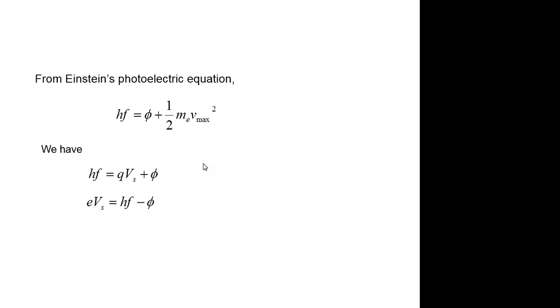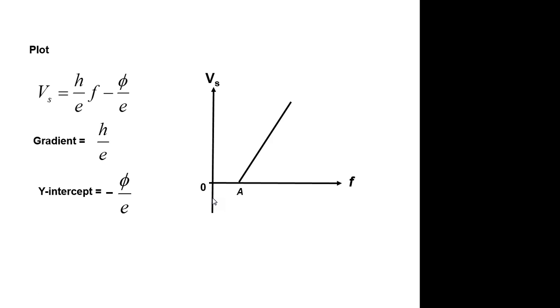Next is some mathematics. Once we have this, we rearrange some more. We get this: Vs on the y-axis, f on the x-axis, h over e as the gradient, and phi over e as the y-intercept. This allows us to draw this graph. So the gradient is h over e, and the y-intercept is phi, the work function of the metal, over e.